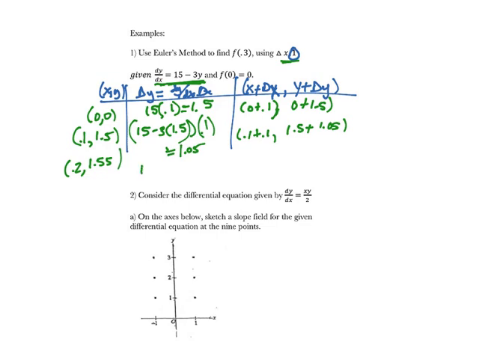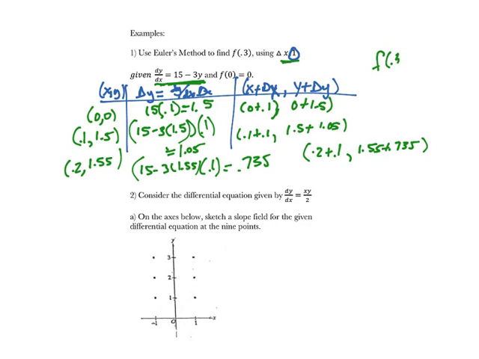Find delta y, so 15 minus 3 times 1.55 times 0.1 is 0.735. So we have 0.2 plus 0.1 for x. And for y, we have 1.55 plus 0.735. So that means that f of 0.3 is approximately 3.285 by adding these together.